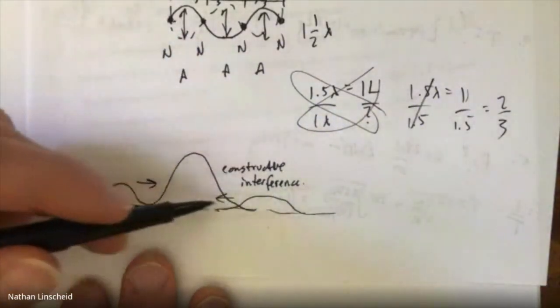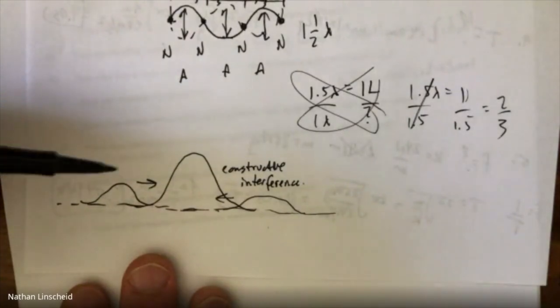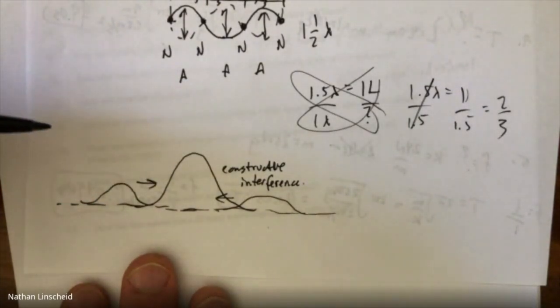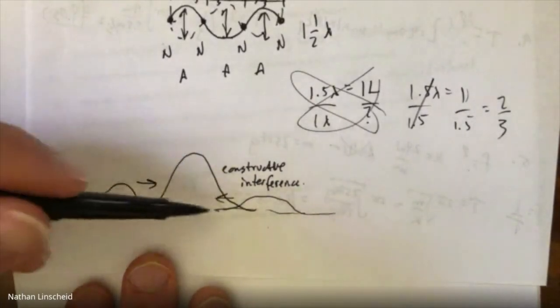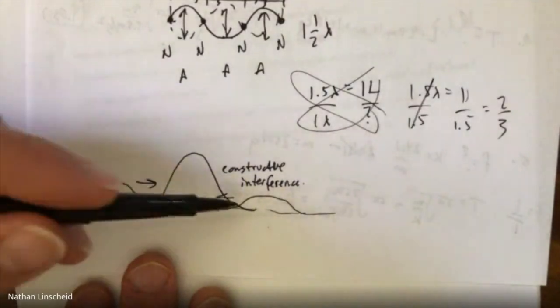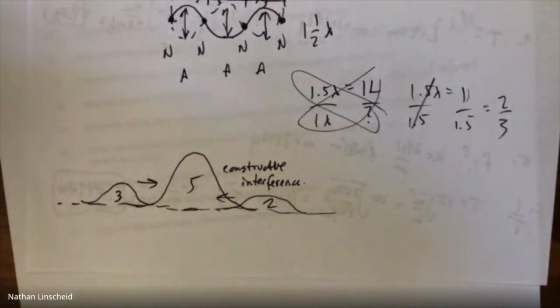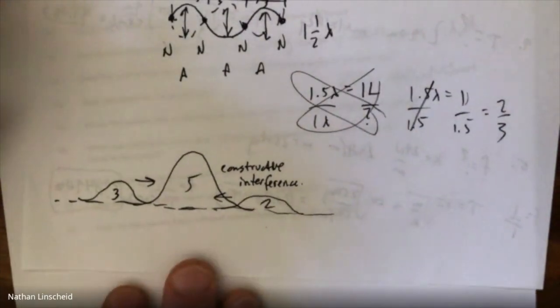Now, if those 2 original waves are the same height, then the height of the super wave here is going to be 2 times the size of those. But they don't have to be the same size. If they're different sizes, let's say this has a height of 3 and this has a height of 2, then this would have a height of 5. Constructive interference just refers to the summation of the two waves.